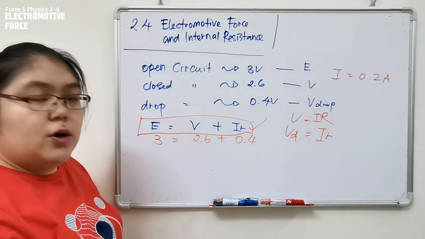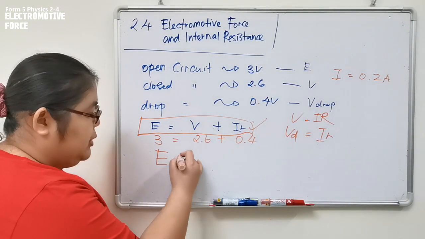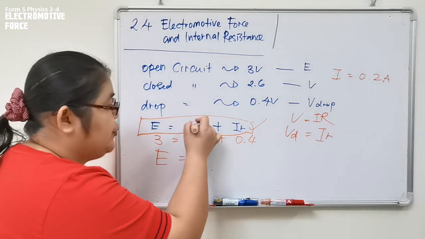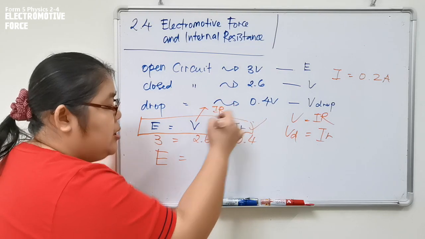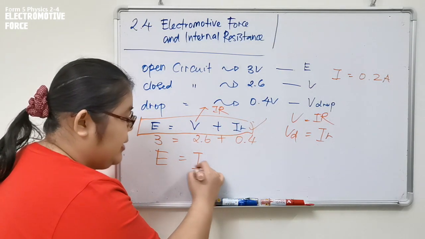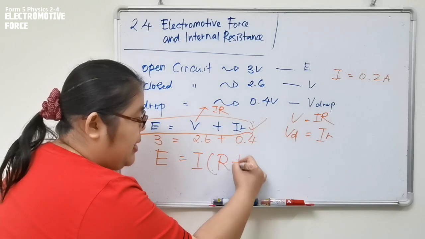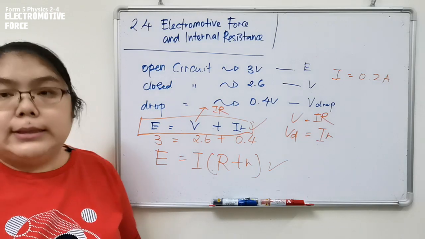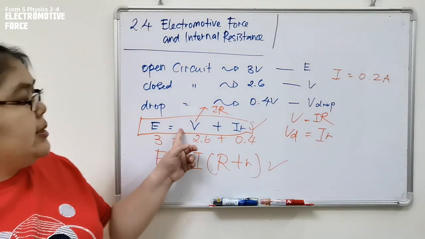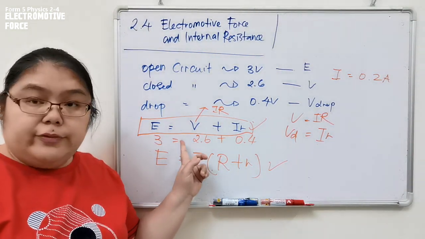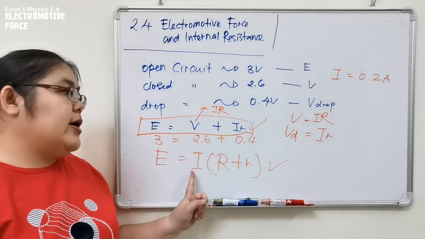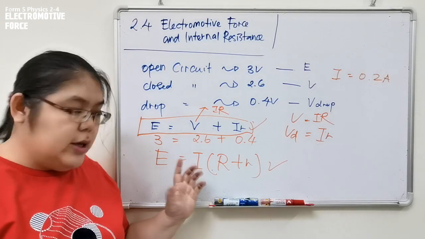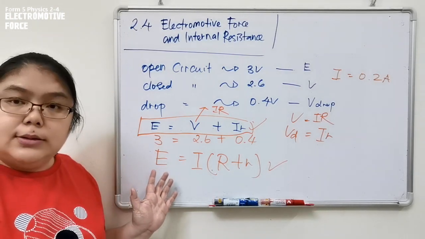Another equation is also the same. You can write E equals, when the question does not provide the potential difference, so I need to split it. This becomes IR, and the current I should be the same, so I take it out: I times capital R plus small r. This is another formula for EMF. Use the previous one when the question provides the potential difference. If the question does not provide the potential difference but provides the external resistance, we can apply this formula.